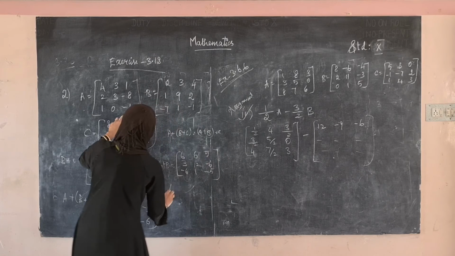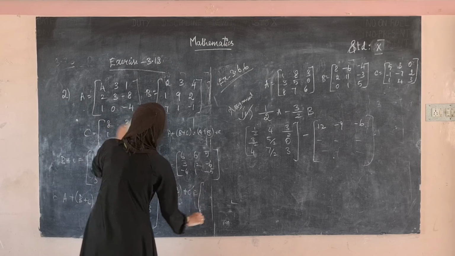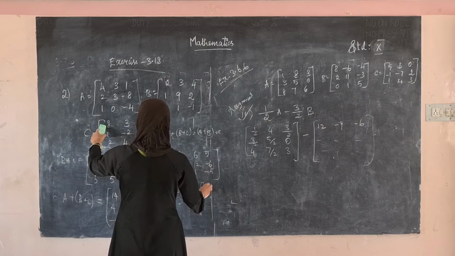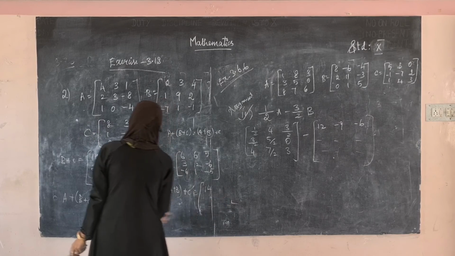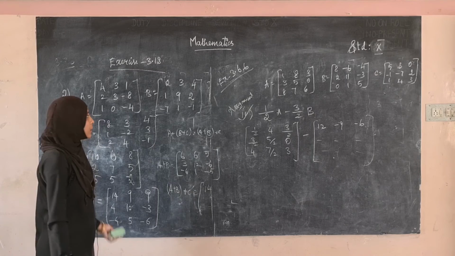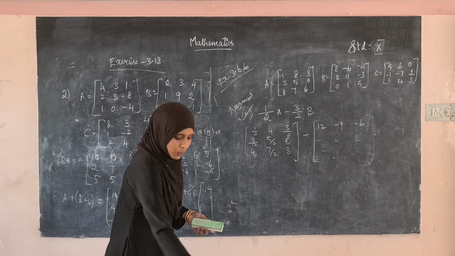You have to add this with A plus B plus C. You have to add this with, sorry, C. Okay. Let's say 6 plus 8 is 14. Similarly, you will get this matrix. Okay. Then you can say the associative property. These matrices follow the associative property. Okay. Now the third sum.